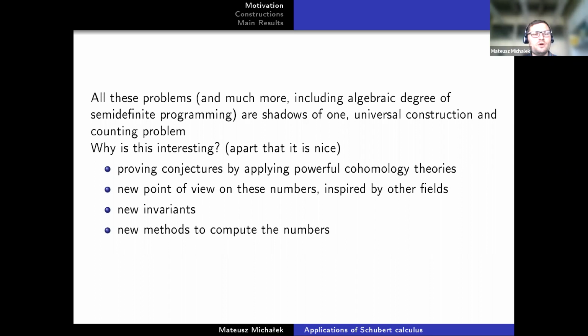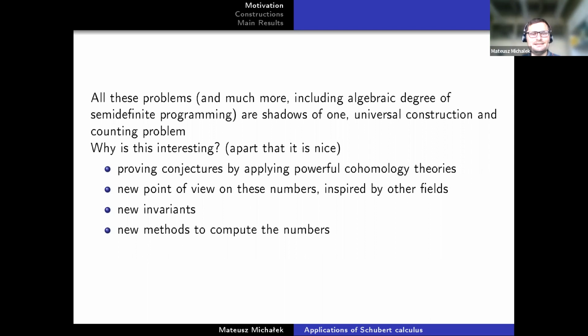Okay, now the second thing is that while these are shadows of the same problems, sometimes we got a sequence of numbers, sometimes we got just one number. So I hope that this unified approach can give a new point of view on those numbers in every single field.